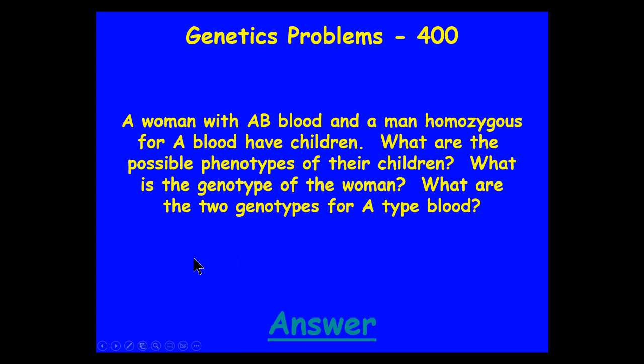Okay, a woman with AB blood and a man homozygous for A blood have children. What are the possible phenotypes of the children? What is the genotype of the woman? And what are the two possible genotypes for A type blood?